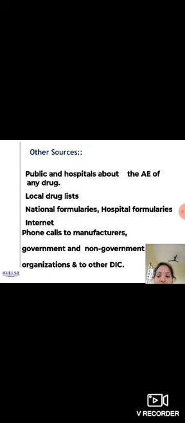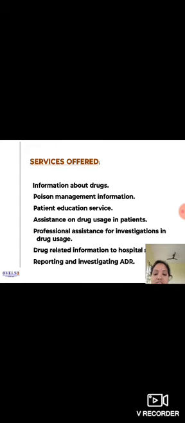And other sources, like public and hospital reports about adverse events of drugs, local drug lists, national formularies, hospital formularies, the internet, phone calls to manufacturers, government and non-government organizations, and other drug information services. Then the services offered: information about drugs, poison management information, patient education services, assistance on drug usage in patients, professional assistance for investigations in drug usage, drug-related information to hospital services, and reporting and investigating ADRs.